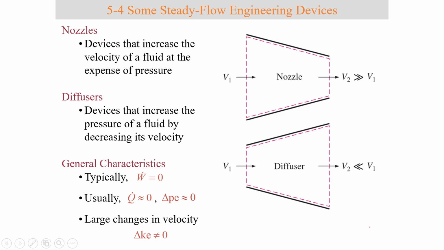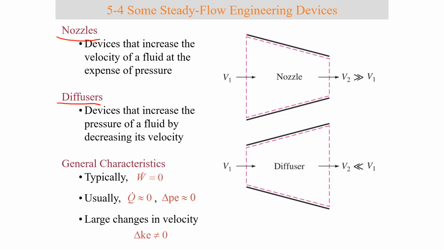What I'm going to do now is go ahead and start applying a first law analysis on some steady flow engineering devices. The first device that we're going to look at are nozzles and diffusers. So if you remember, what we may have covered earlier is the fact that a nozzle is a device that accelerates a fluid. So here's a diagram of a nozzle, right?